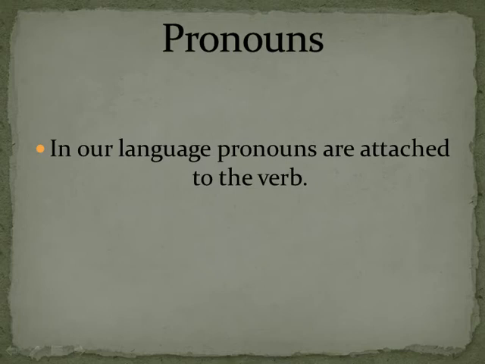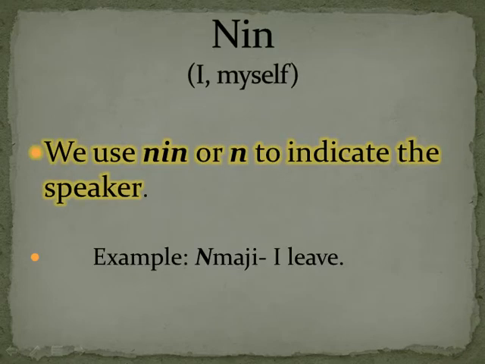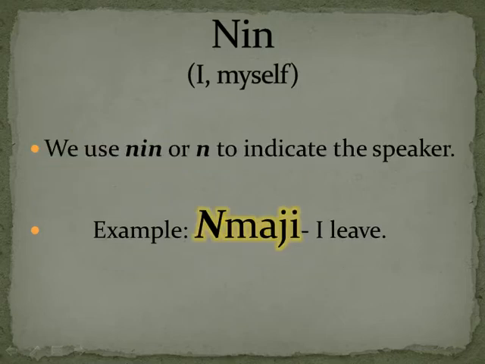In our language, pronouns are attached to the verb, so who's doing the action is actually on the verb. So when you say I leave or you leave, it's actually one word: namaji, I leave, or gamaji, you leave. It's attached to it. So to say I, we either use neen or the N to indicate the speaker. For example, namaji, I leave.